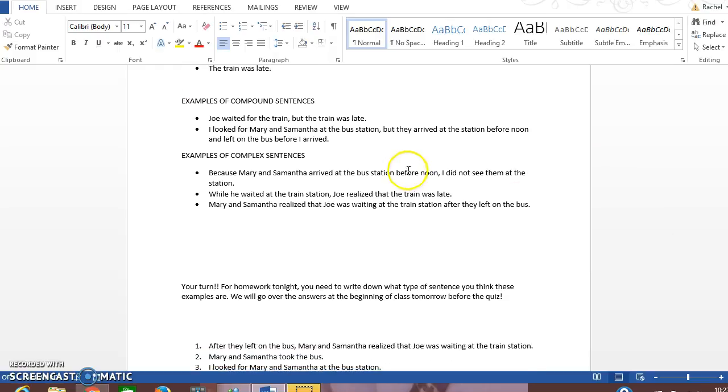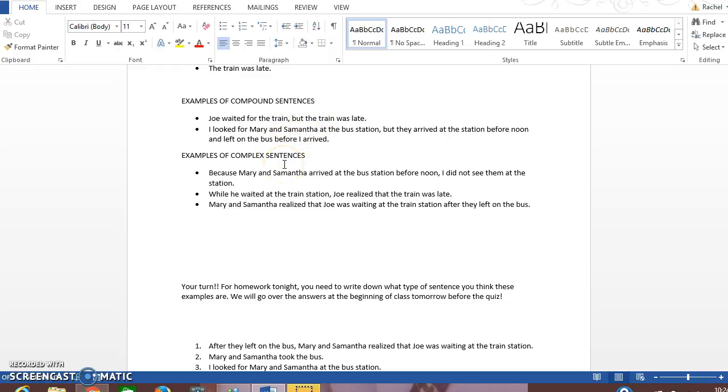Examples of compound sentences. Joe waited for the train, but the train was late. Okay, let's think about this. What makes up a compound sentence? Two independent clauses that are connected together with what? With a comma and a coordinating conjunction. So that right here looks like this. Joe waited for the train, comma, but the train was late.